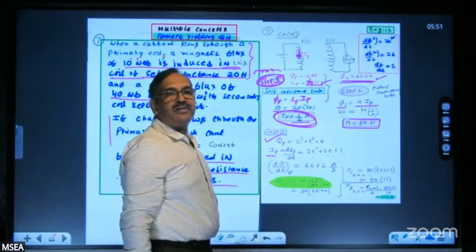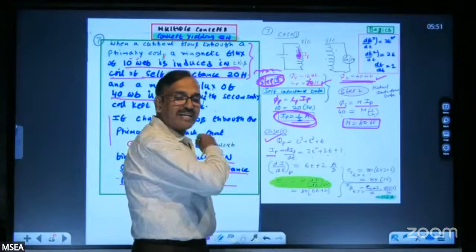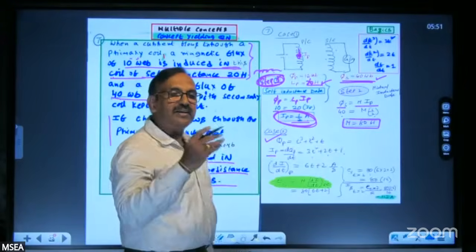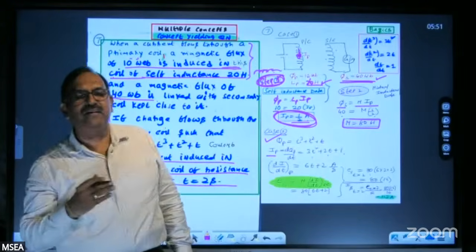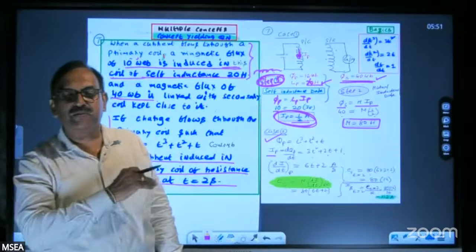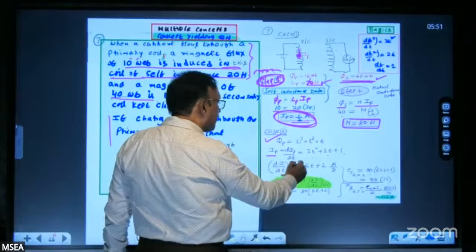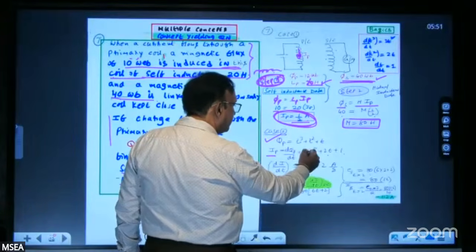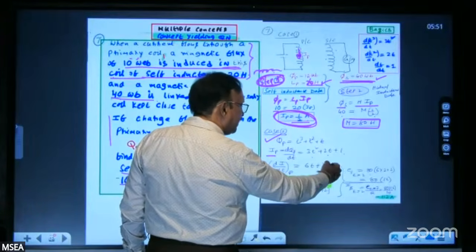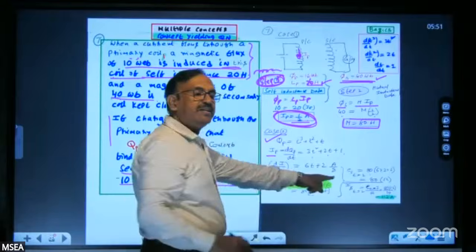Once again, you have to do differentiation. No other way, no second method for it. Generally, many questions in physics can be done by many methods, but here no second method exists, please. So the rate of change of current through the primary coil is, you differentiate it, so 60 plus 2t you get. This is the rate of change of current through the primary coil.